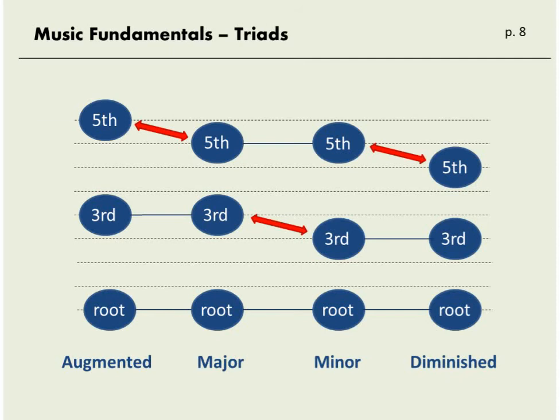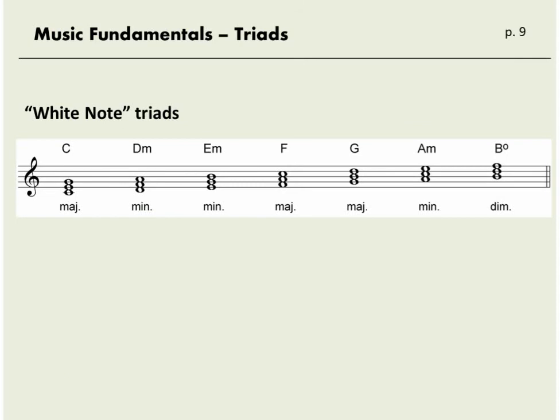Here's the second part. If we build a triad on each note of a C major scale, we discover these 7 chords: C major, D minor, E minor, F major, G major, A minor, and B diminished. We'll call these the white note spellings because they use only the white keys on the piano. They are chords in the key of C, but that's not going to be important for us right now. Just think about them as white note spellings, just using white keys.